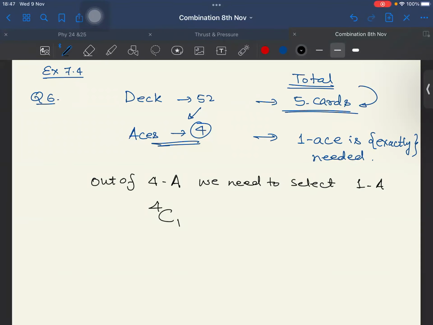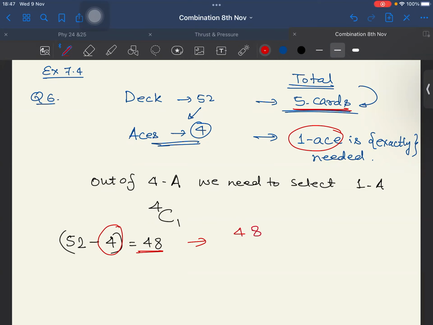Now, out of 4 aces, you have selected 1 card. Now you have to select 4 more cards. Out of how many cards? Total is 52 cards, out of which you have subtracted the aces. So how many are remaining? 48, because you have already made the selection from these 4 cards. Now you are left with 48 cards, and in total you have to select 5 cards, of which 1 you have already selected, so you need 4 more cards from the 48 cards.